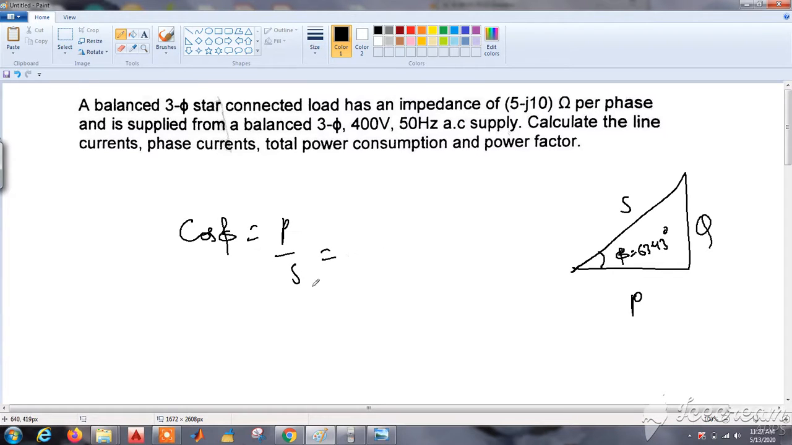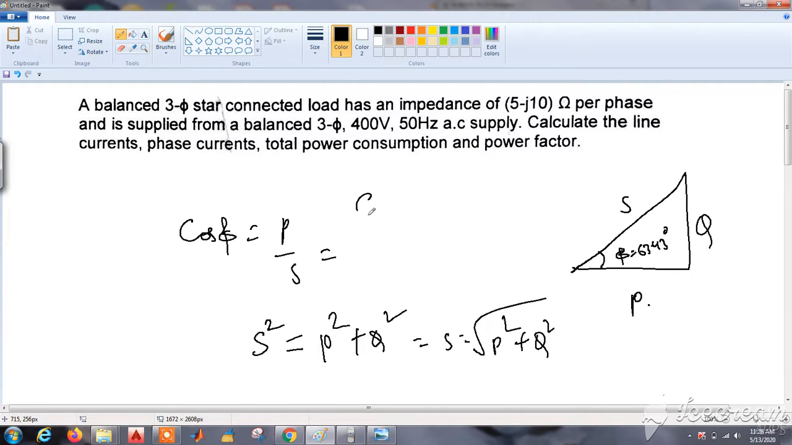But here we don't know what is S, that is we don't know our apparent power. We know only our real power. So we'll calculate the apparent power. Now we can apply Pythagoras theorem, that is hypotenuse squared is equal to the sum of the squares of the other two sides, that is P square plus Q square, or S is equal to under root P square plus Q square. As we have calculated P from 3 I square R, we can also calculate Q from 3 I square X.